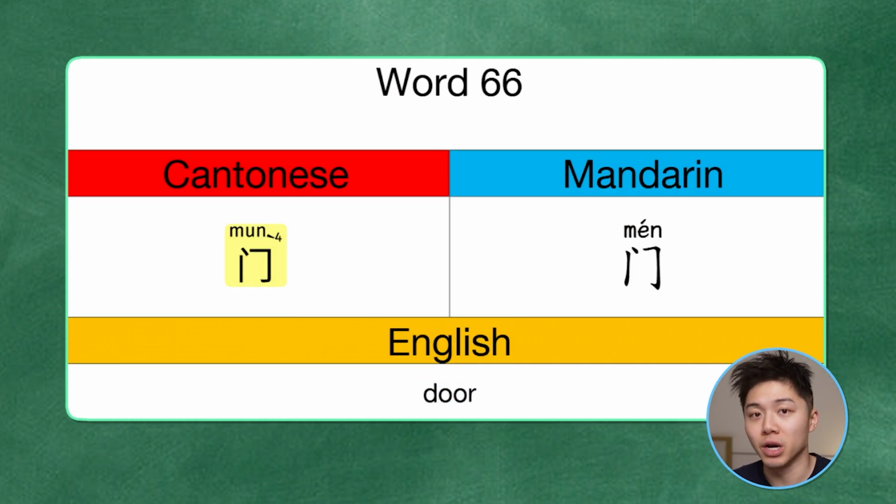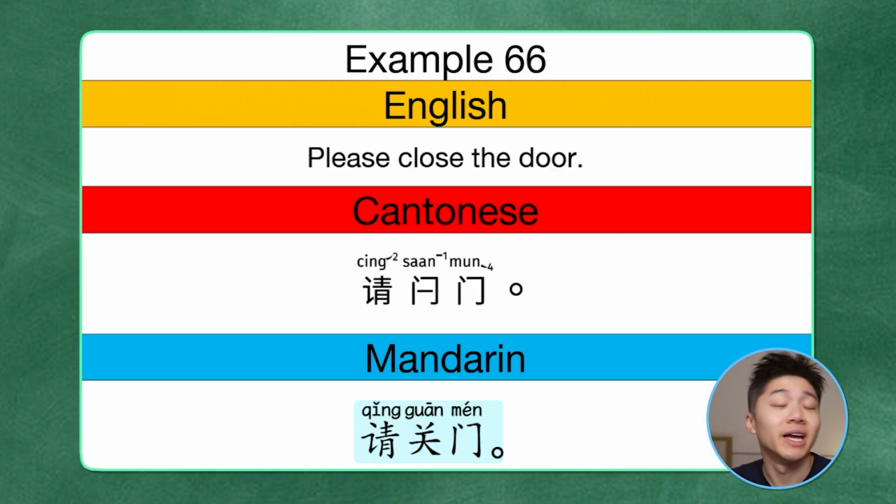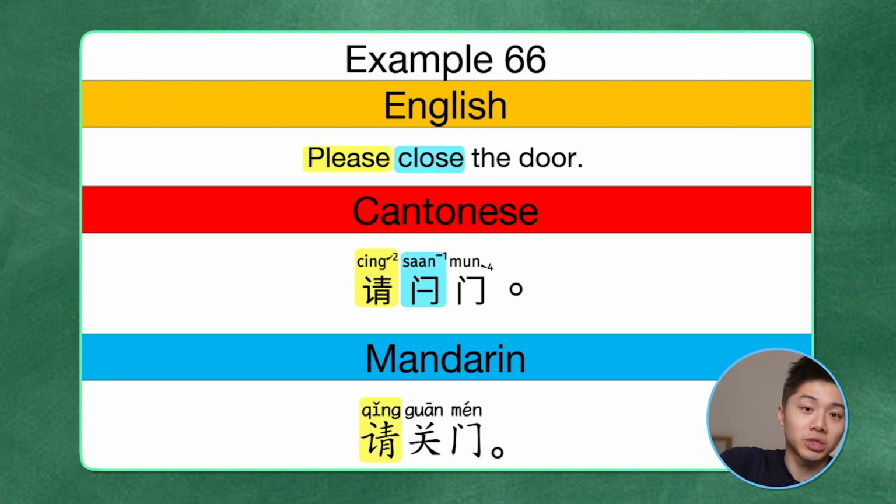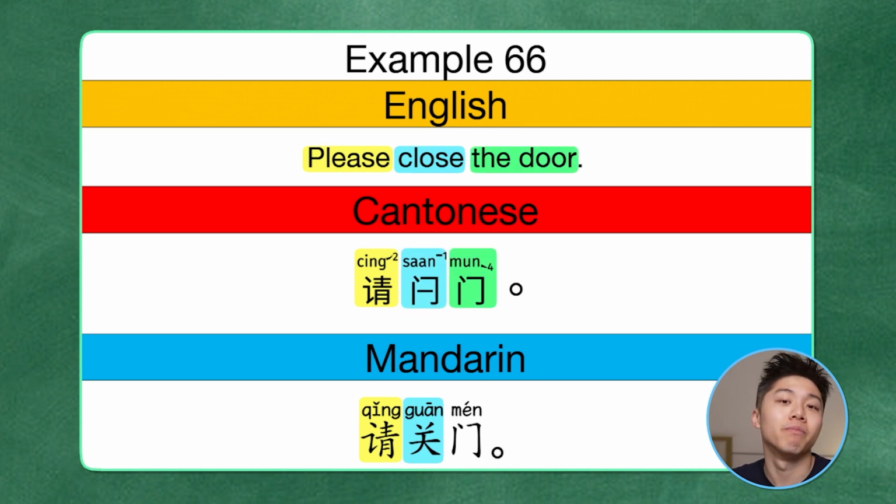Then we have door. In Cantonese, 門. In Mandarin, 门. Please close the door. In Cantonese, 請閂門. In Mandarin, 請關門. 請 basically means please. 閂 means to close. In Mandarin, we typically use 關. Now you can also use the same in Cantonese as well. You can say 请关门. Totally fine in Cantonese as well, but note more commonly you'll hear 閂門. And then 门 is door in Mandarin. 请关门.